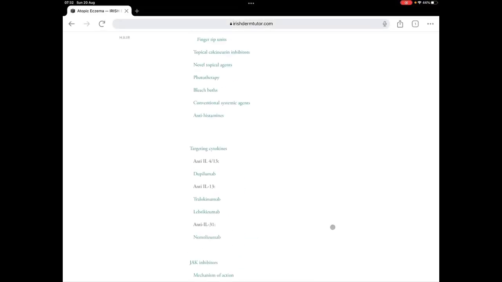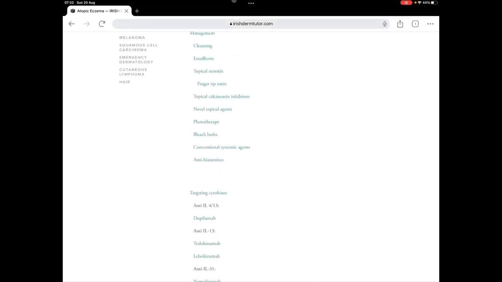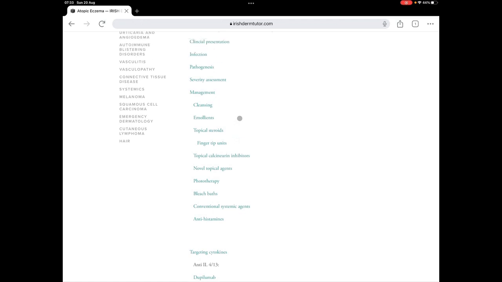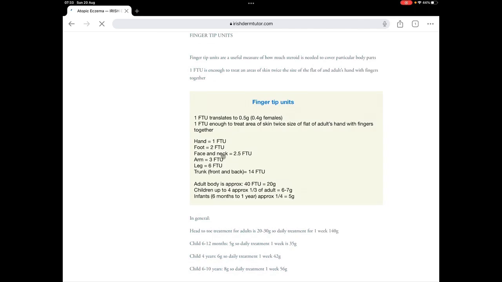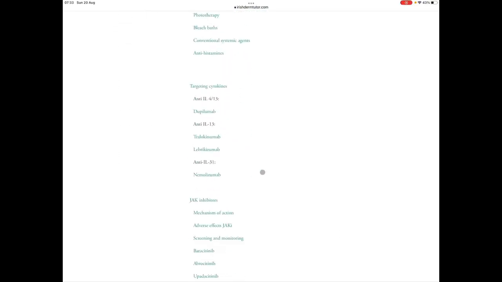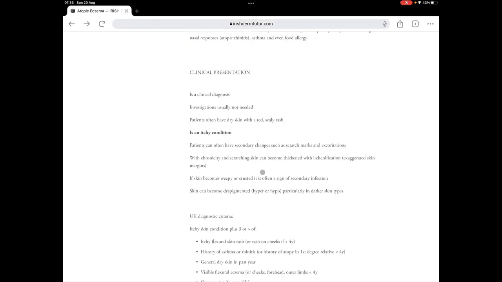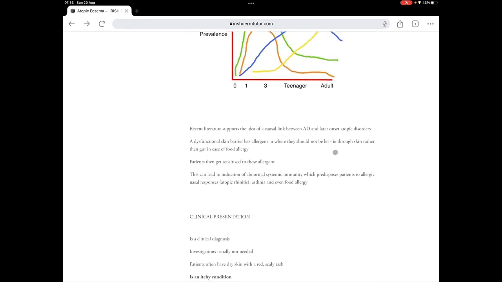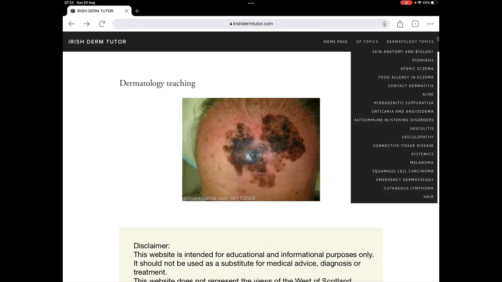As with all the areas on this website, if you want a quick reference and want to look at something quickly, for instance a memory aid for fingertip units, you can click on fingertip units and it will jump down to that section. And if you want to go back to the top, you can go to the top left here and click back. Okay, so let's get started. So atopic eczema, let's go back to the top.